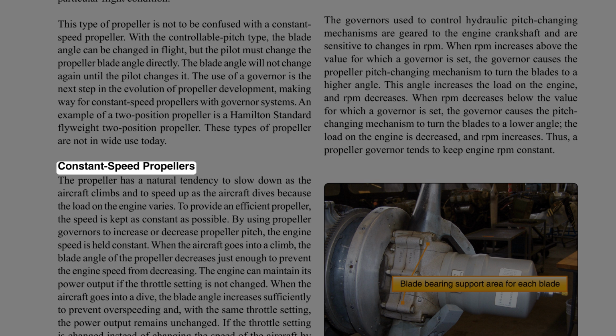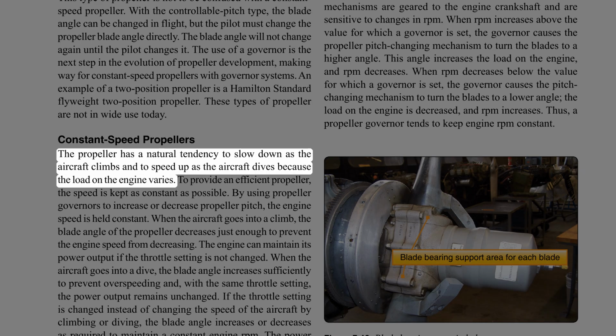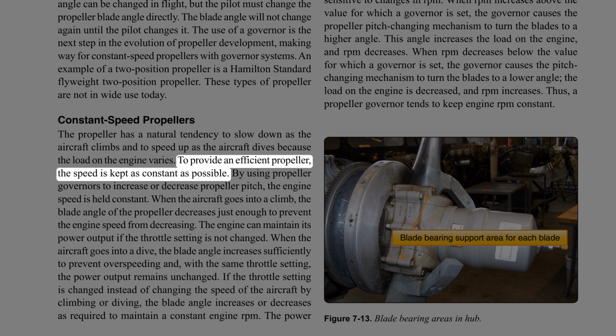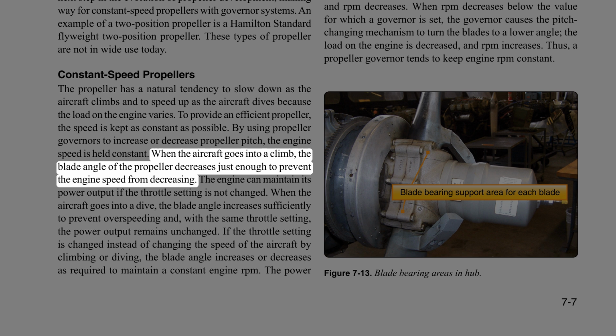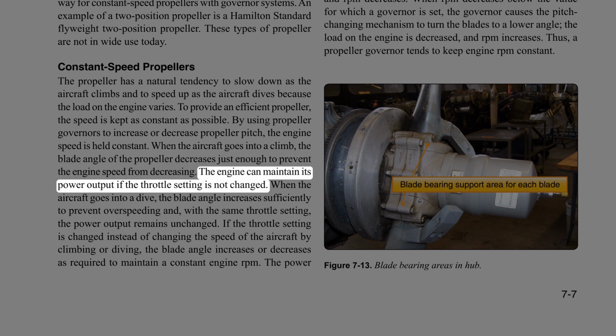Constant speed propellers. The propeller has a natural tendency to slow down as the aircraft climbs and to speed up as the aircraft dives because the load on the engine varies. To provide an efficient propeller, the speed is kept as constant as possible. By using propeller governors to increase or decrease propeller pitch, the engine speed is held constant. When the aircraft goes into a climb, the blade angle of the propeller decreases just enough to prevent the engine speed from decreasing. The engine can maintain its power output if the throttle setting is not changed.